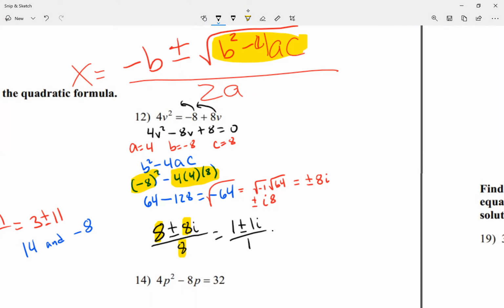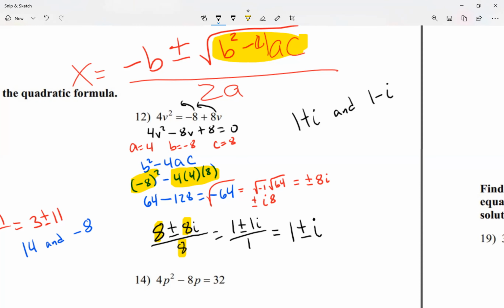I just said that when we have a fraction and there's a 1 at the bottom, it's not a fraction anymore. So I'm just going to write this as 1 plus or minus. Now 1i, we don't write the 1, so it's just i. So 1 plus or minus i. So my solutions will be 1 plus i and 1 minus i. Now those cannot be combined because 1 is a real number and i is an imaginary number.